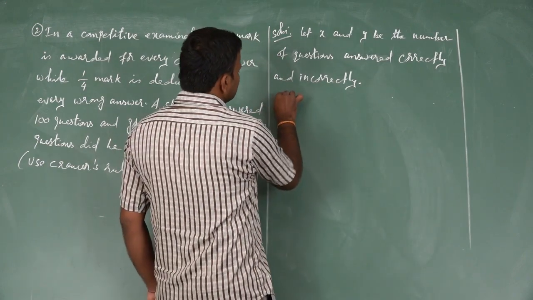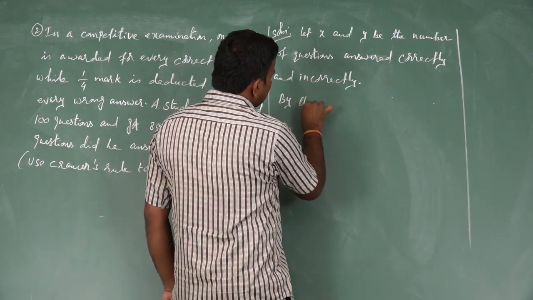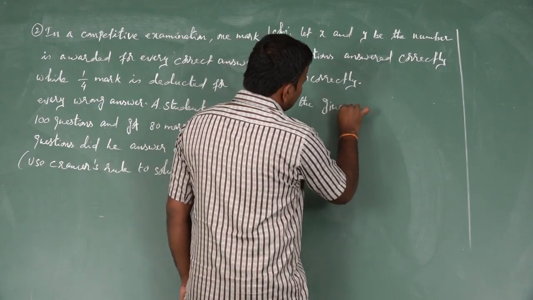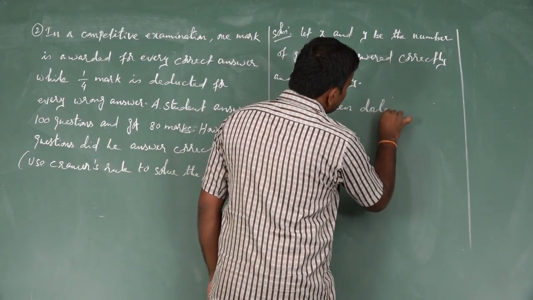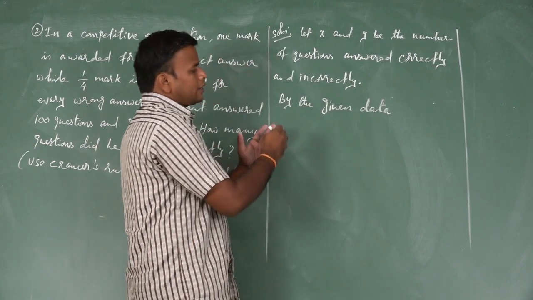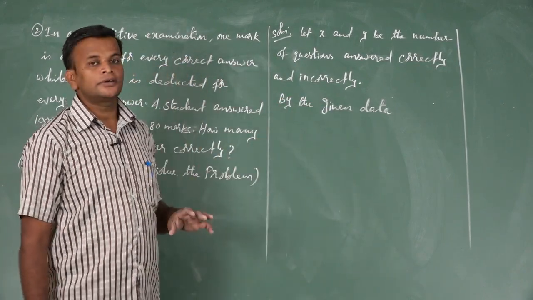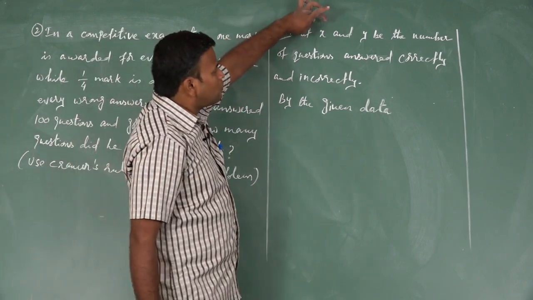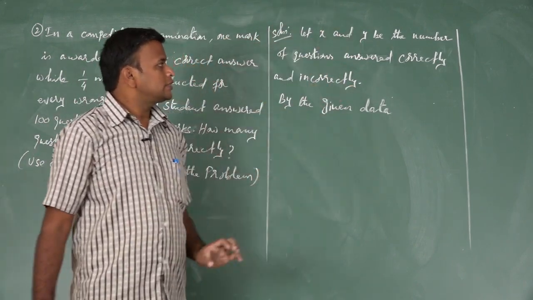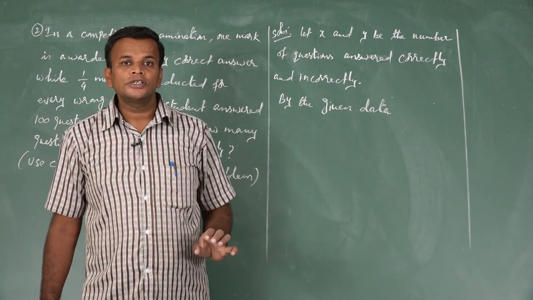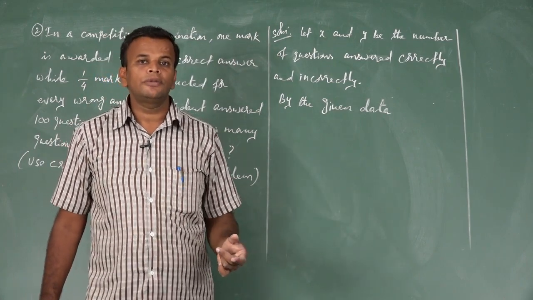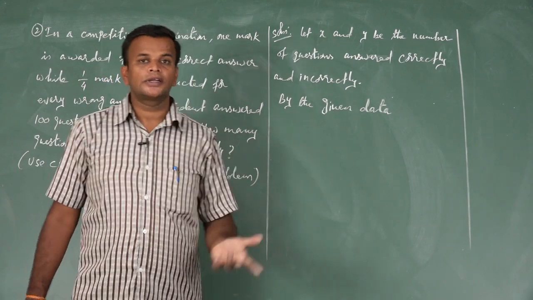Next, by the given data, it's important to create an equation. The equation is very important according to our given data. Now we understand what is meant by x and what is meant by y. x indicates the number of questions correct. y means the number of questions incorrect.